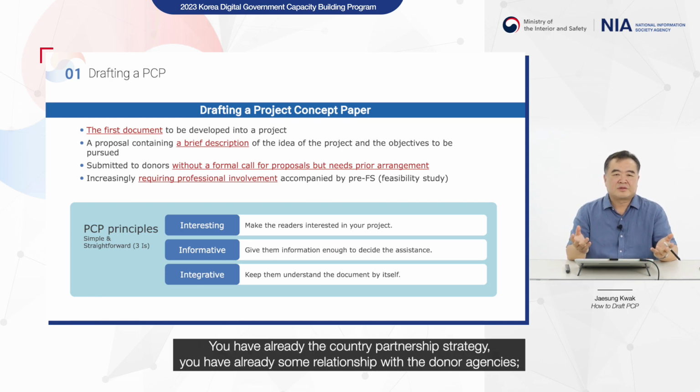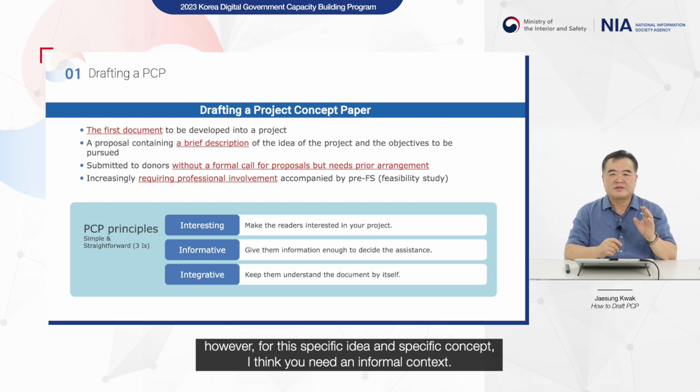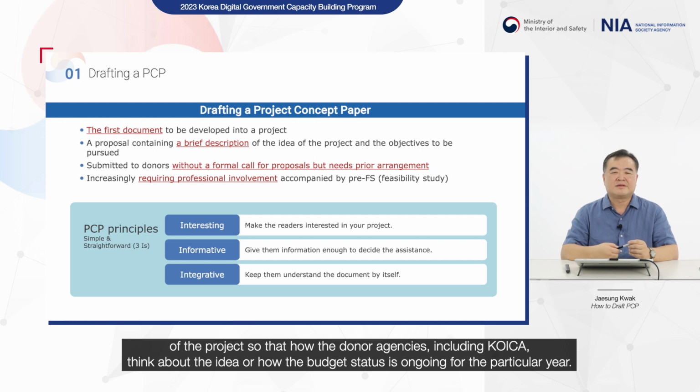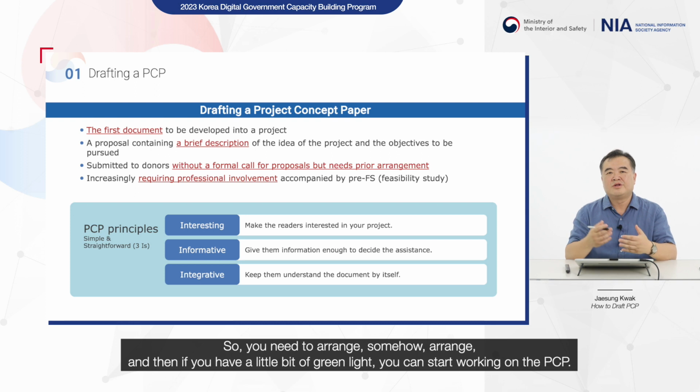You already have the country partnership strategy. You already have some relationship with the donor agencies. However, for this specific idea and specific concept, I think you need informal contact: make a phone call or send an email and just briefly introduce your idea in 2 or 3 lines, to see the actual pre-feasibility of the project, how the donor agencies, including KOICA, think about the idea, or how the budget status is going for the particular year. So you need an arrangement, somehow. And then if you have a little bit of a green light, then you can start working on the PCP.